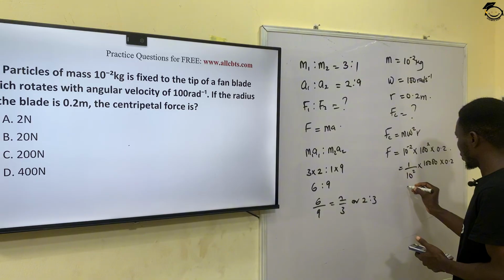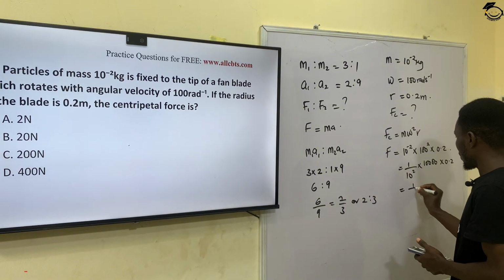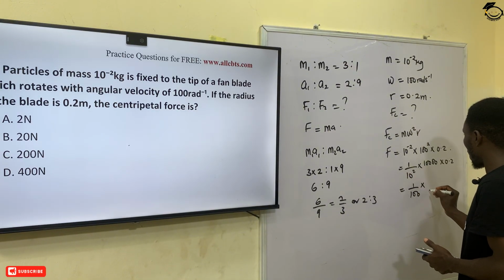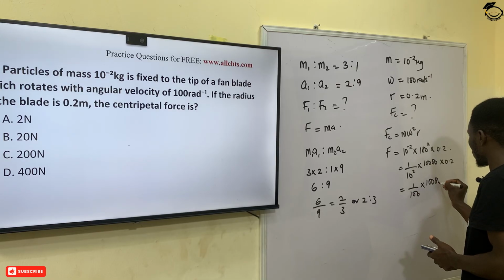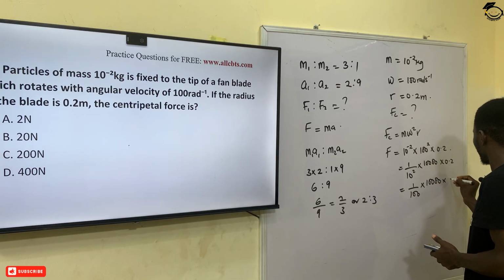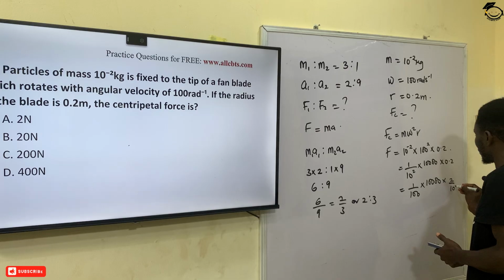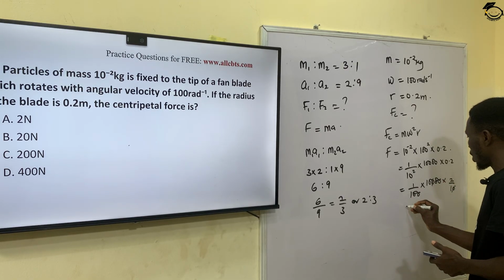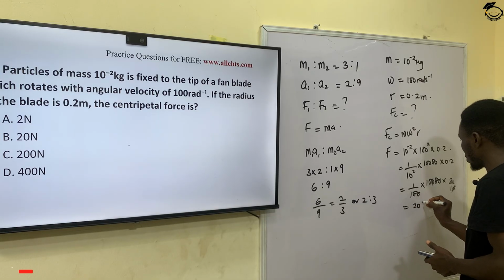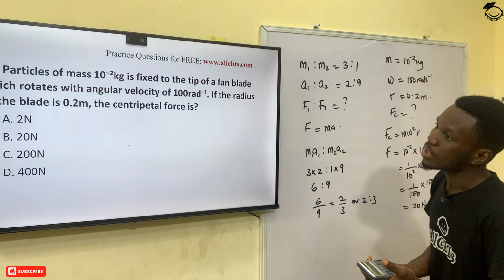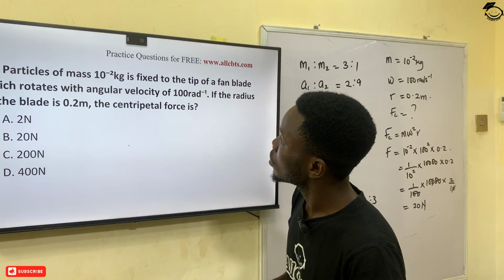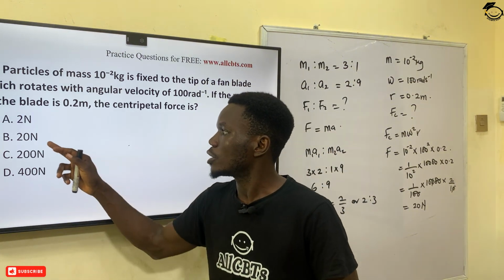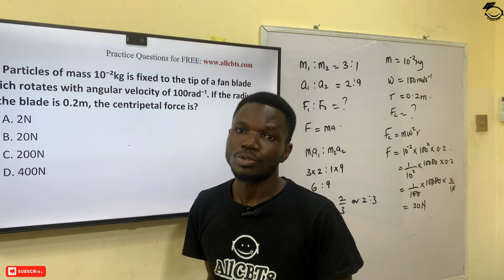So this will give me 1/100 times 10,000 times 2/10. So these two zeros will cancel out, this 0 will cancel this 0, and that will give me 20 Newton. So it means that the centripetal force on this particle is 20 Newton, which is option B.